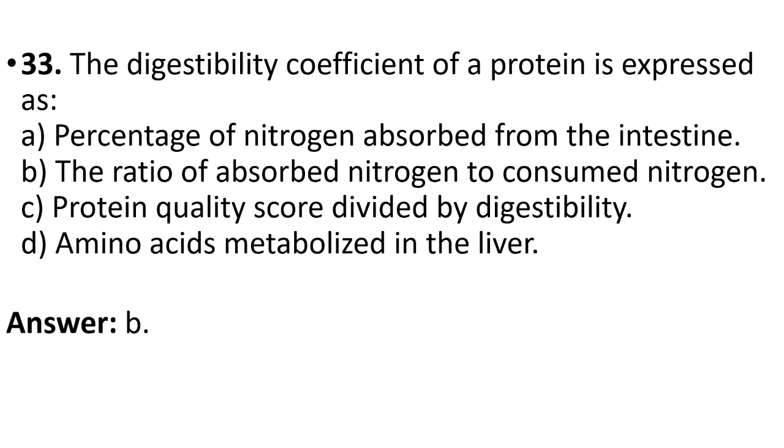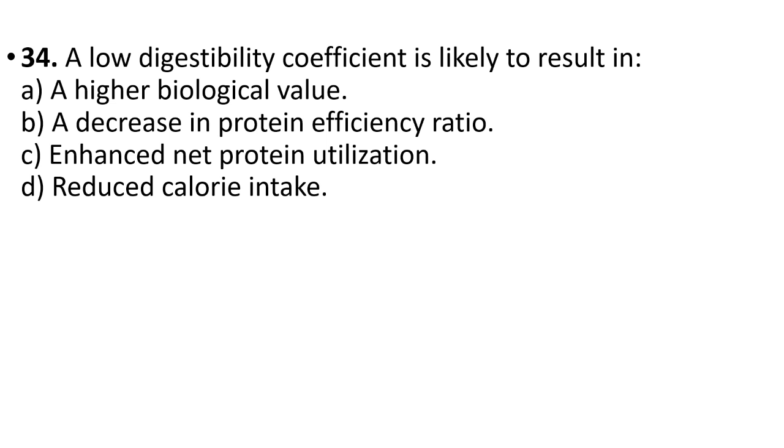Here answer is option B, the ratio of absorbed nitrogen to consumed nitrogen. 34. A low digestibility coefficient is likely to result in a higher biological value, a decrease in protein efficiency ratio, enhanced net protein utilization, reduced calorie intake. Your answer is option B, a decrease in protein efficiency ratio.